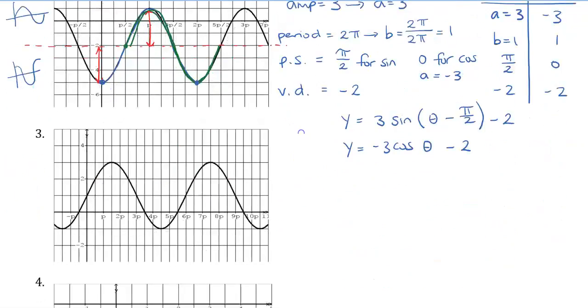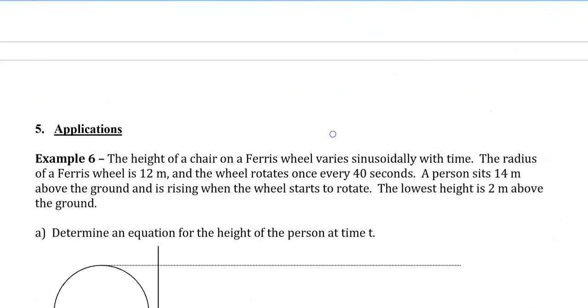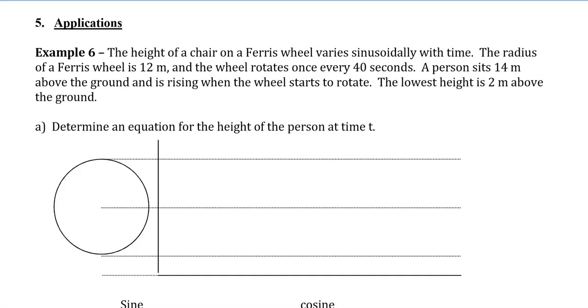All right, let's next take a look at applications. Here my question says that I have a height of a chair on a Ferris wheel and it varies sinusoidally with time. The radius of the Ferris wheel is 12 meters.